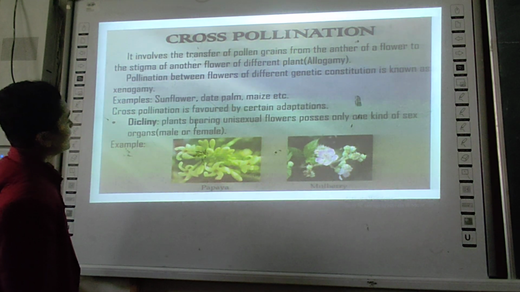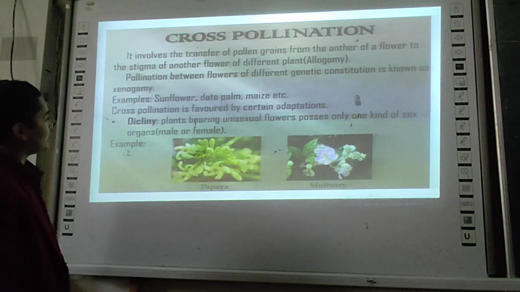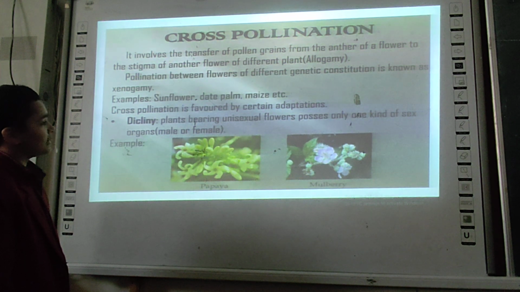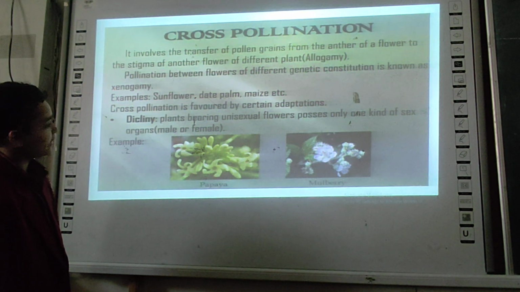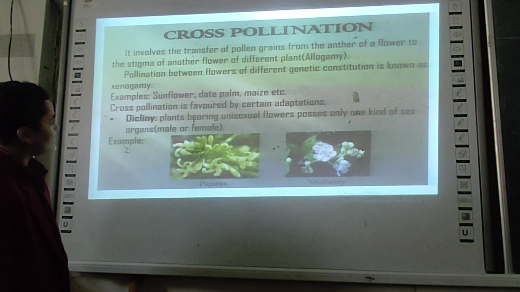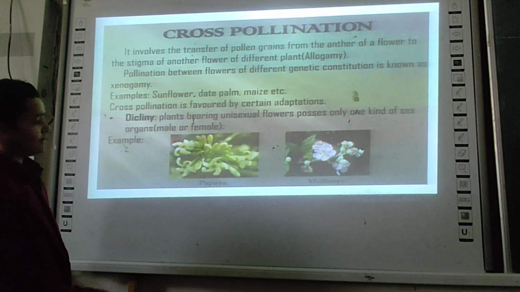Cross-pollination is favored by certain adaptations, such as diclinous plants bearing unisexual flowers, which possess only one kind of sex organs, male or female. Examples: papaya and mulberry.